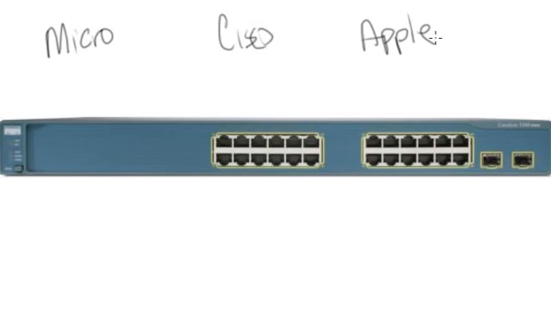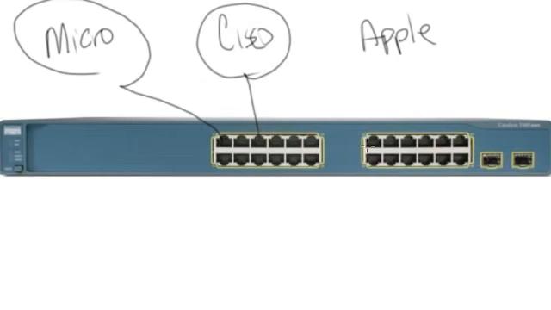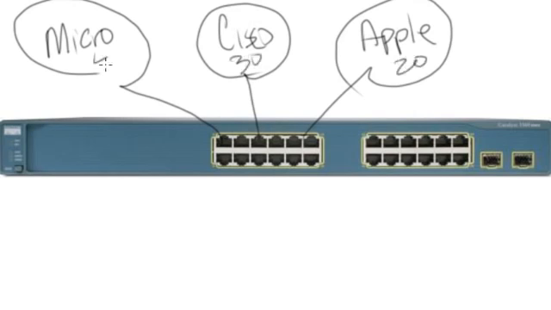No problem. What we could do is the service provider could create separate VLANs. So we create one VLAN for all the Microsoft, one VLAN for Cisco, and one VLAN for Apple. So we could have 20 servers here, 30 servers here, 40 servers here. No problem. It's easy. But what if we have 100 clients? Do we really want to create 100 different VLANs?